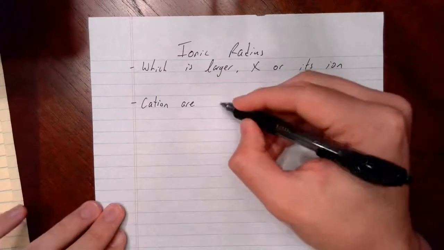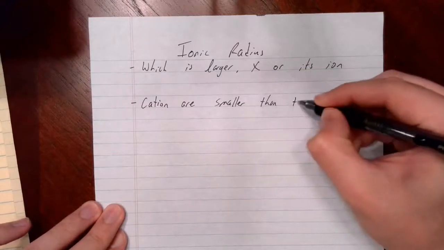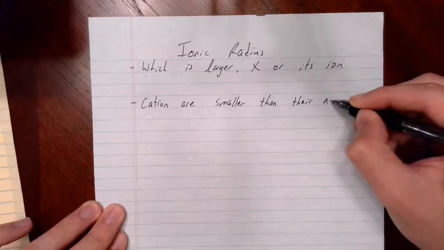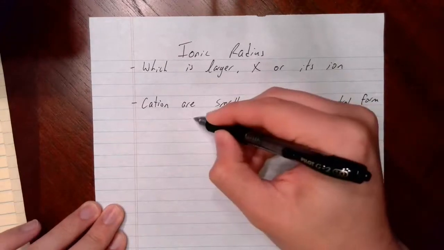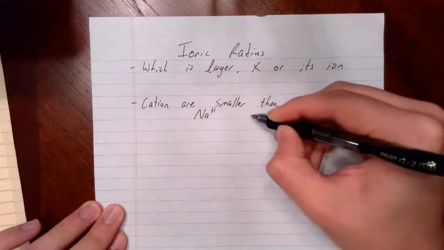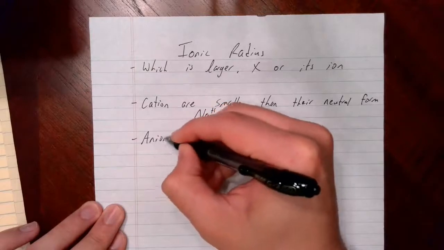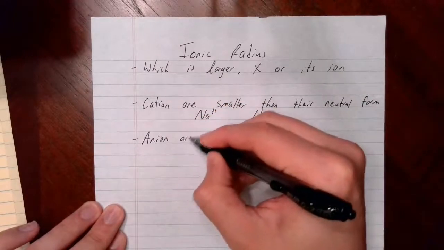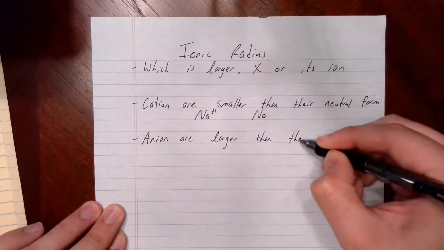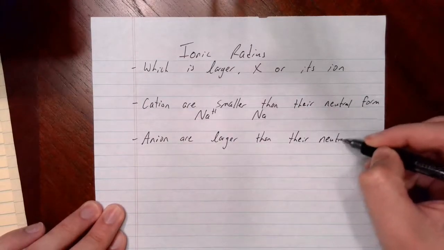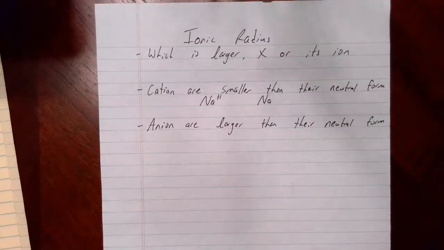Okay, so cations are smaller than their, we'll say, neutral form. So that means sodium +1 is smaller than sodium, for example. Okay, so we'll say anions, which have a negative charge, are larger than their neutral form. Okay. So now let's talk about why this trend holds.